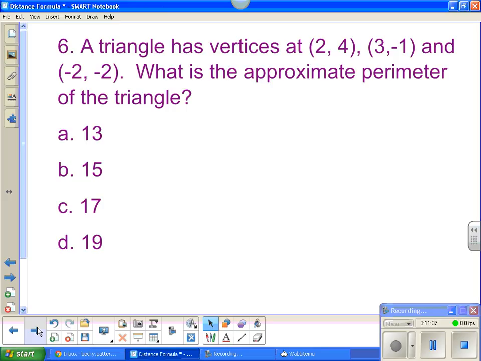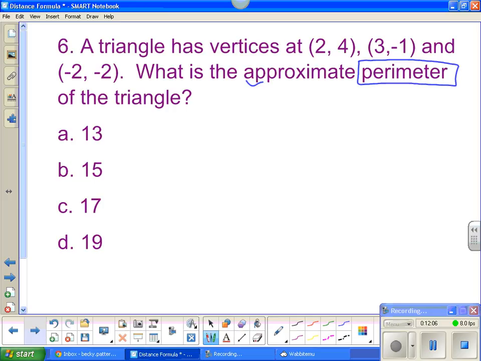A triangle has vertices at 2, 4, 3, negative 1, and negative 2, 2. What is the approximate perimeter? Well, what does the word perimeter mean? It is the distance all the way around the triangle. So I have to find 3 distances here because a triangle has 3 sides. So I have to find all 3 distances and then I have to add it up.